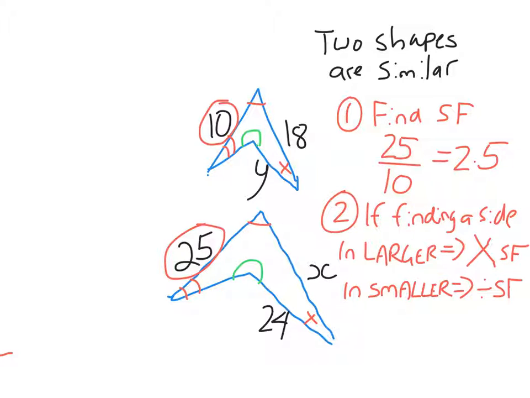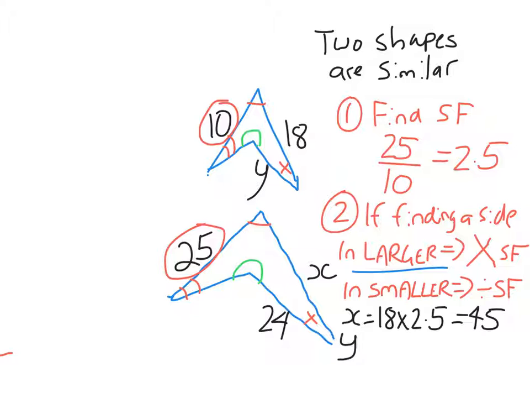So to find X, X is in the larger one, so I'm going to times by the scale factor. So X would be 18 times 2.5, which gives me 45. So the length of X would be 45.